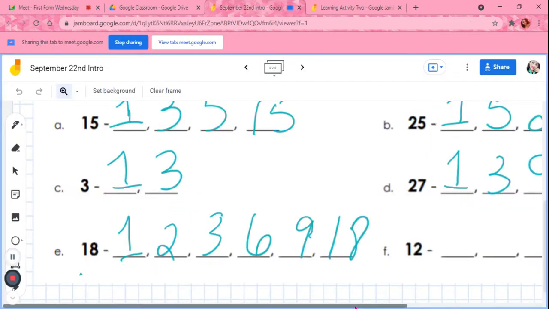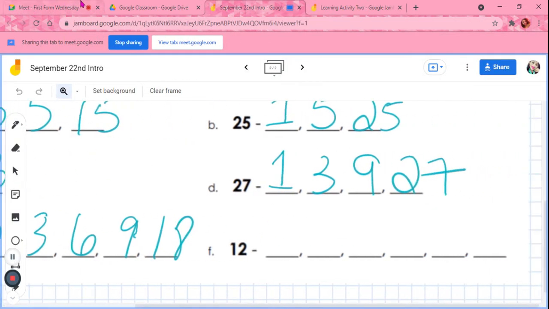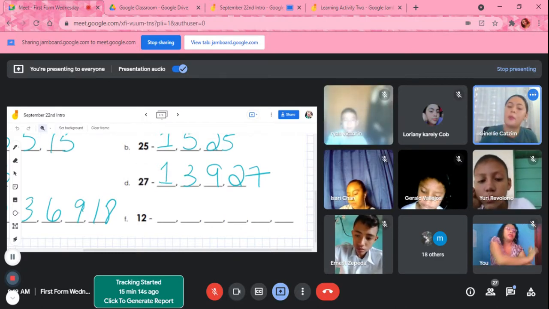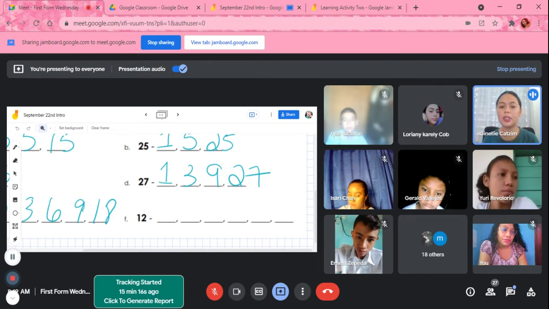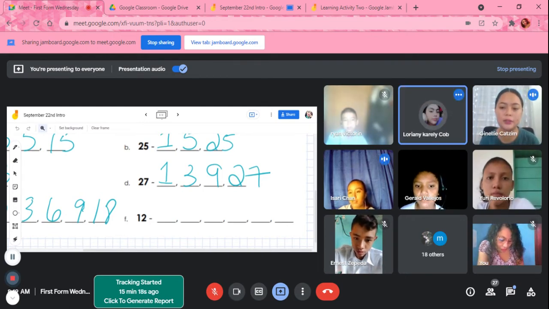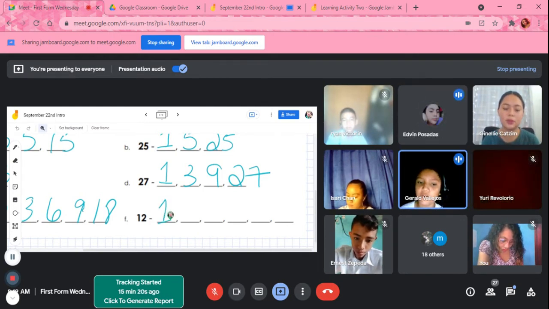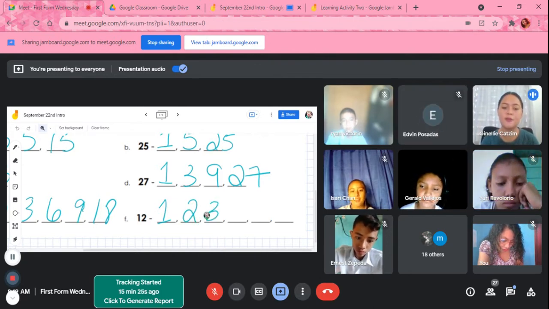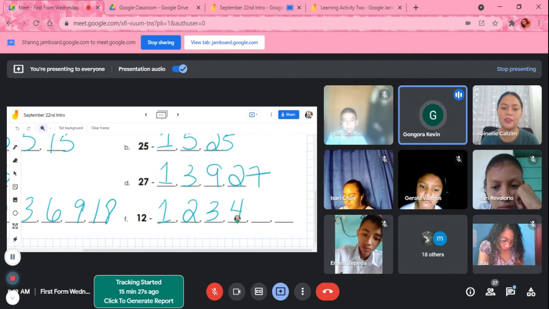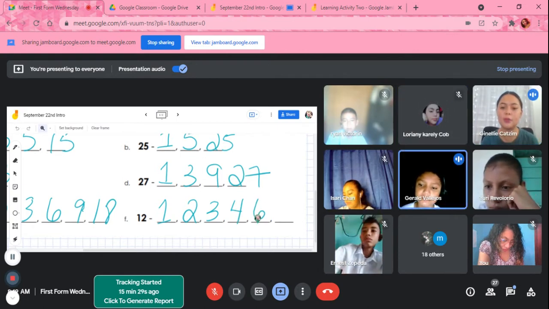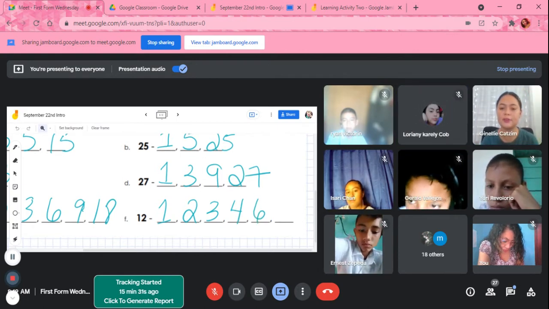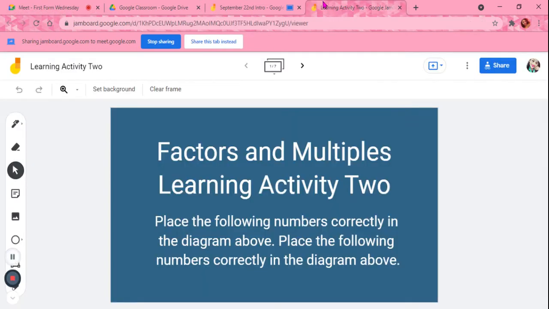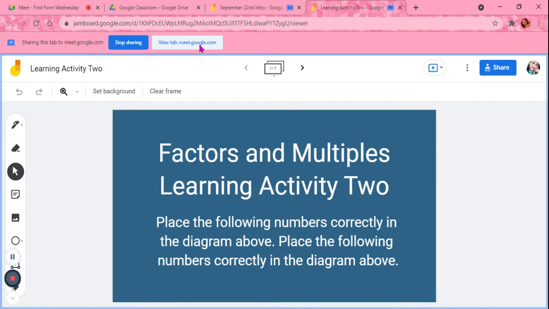Okay. So we have 12. By 1, by 2, by 3, by 4, by 6, and the last one, by 12. Okay, very good. So you guys know what factors and multiples are now.